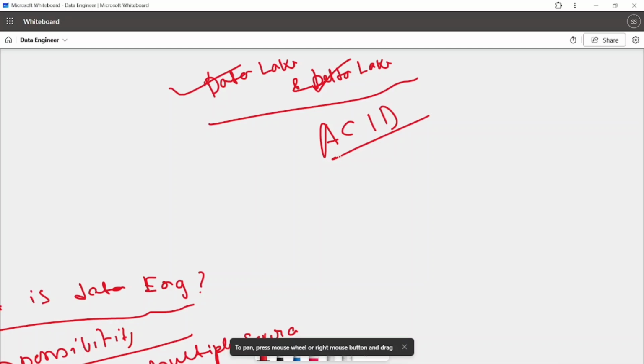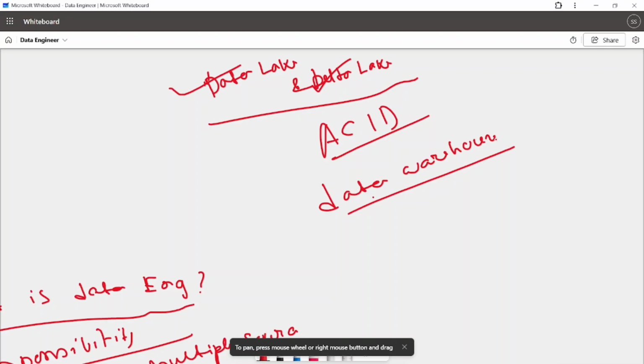So guys, now what is the difference? What is a data warehouse? You should know that data warehouse also. A data warehouse generally stores structured historical data. I told you already, right? Examples are Azure Synapse, Snowflake, Amazon Redshift. You should know these three things: data lake, delta lake, and data warehouse.